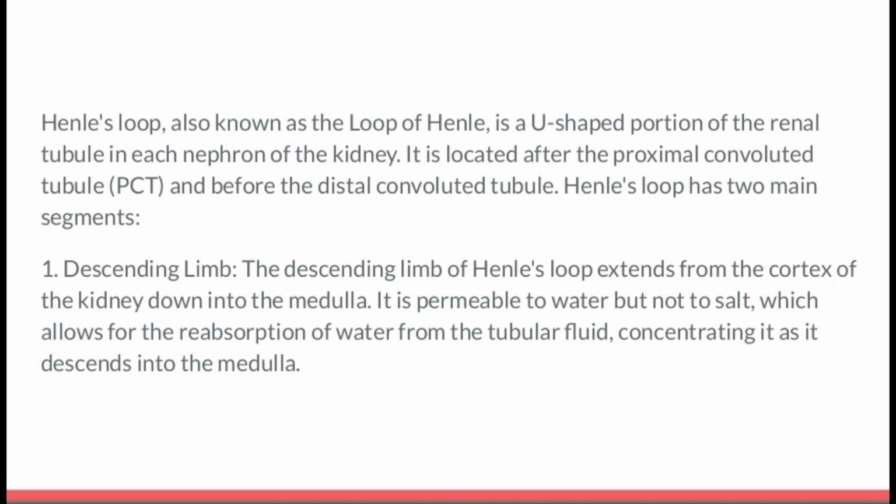It is located after the proximal convoluted tubule and before the distal convoluted tubule. Henle's loop has two main segments. Descending limb. The descending limb of Henle's loop extends from the cortex of the kidney down into the medulla. It is permeable to water but not to salt, which allows for the reabsorption of water from the tubular fluid, concentrating it as it descends into the medulla.